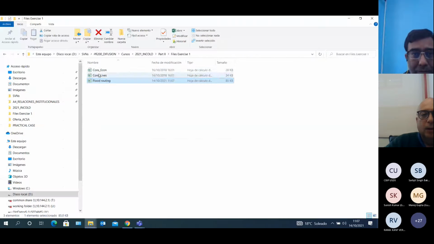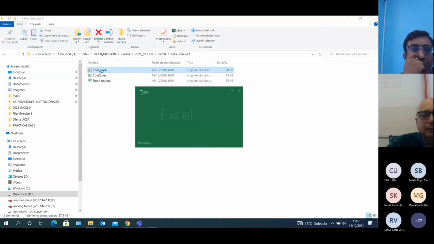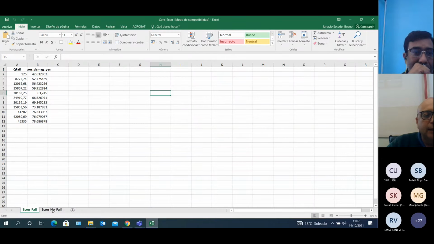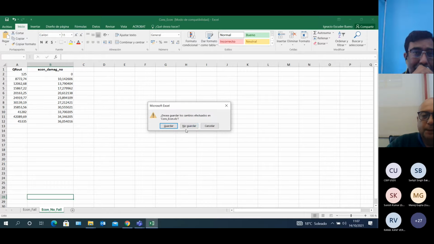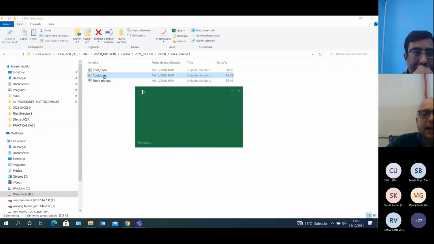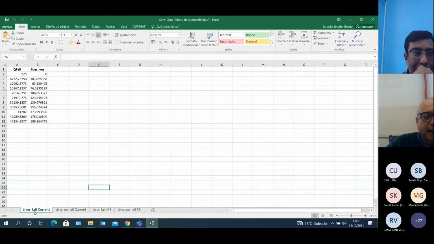When you go to cons econ you have something like this, econ fail, econ non-fail, and it looks like this. I have already explained what it means. And in const lives, you have lives fail current, lives no fail current, but also with measure 4, because it changes if you implement the emergency action plan. You have two sets that would apply to measure 4 or action 4 in our case.